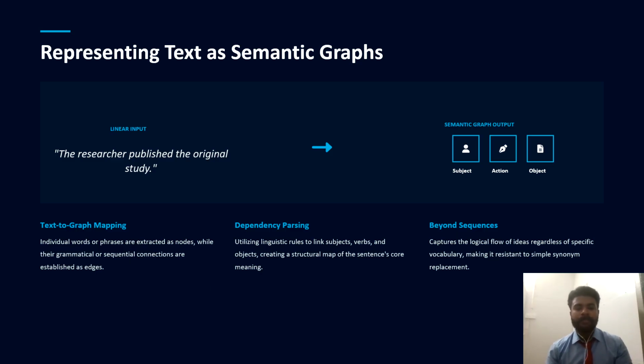For example, in a simple sentence, "The researchers published the study," each word can become a node and the relationships form edges. This creates something called a semantic graph, which represents the meaning and structure of the sentence. Because of this structure, the system can understand how ideas are connected, not just what words are used.